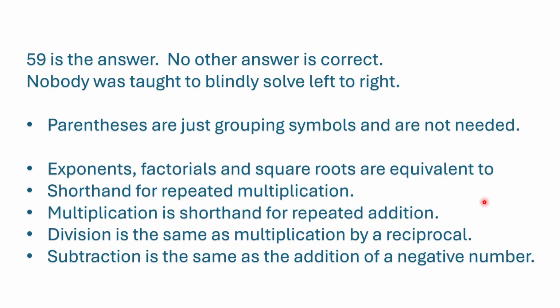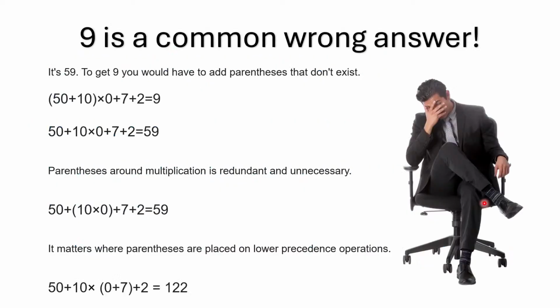Parentheses are just the grouping symbols. You've got the next step, exponents, factorials, square roots, which are equivalent to shorthand for repeated multiplication. Then you've got your multiplication, shorthand for repeated addition. Division is the same thing as multiplying by a reciprocal. Subtraction is the same as adding a negative number. So it's really how we come up with the order of operations.